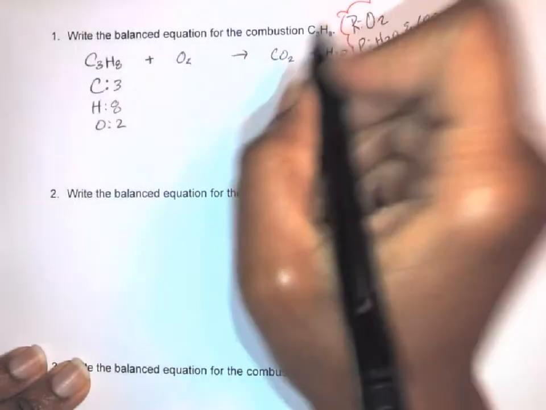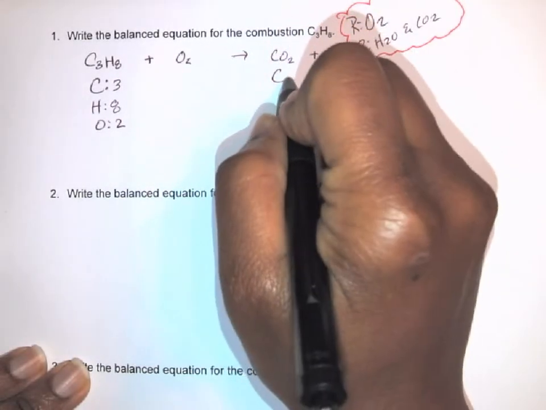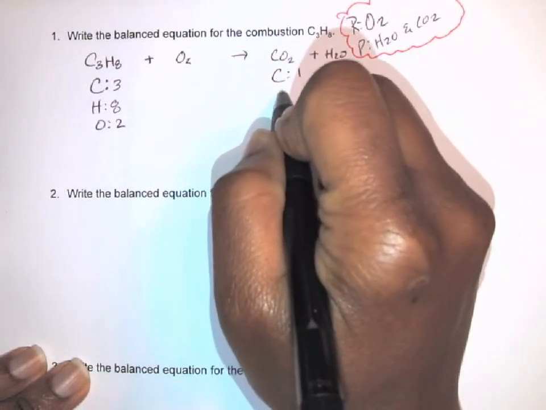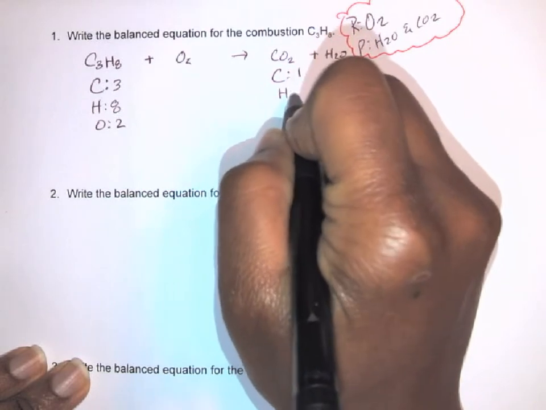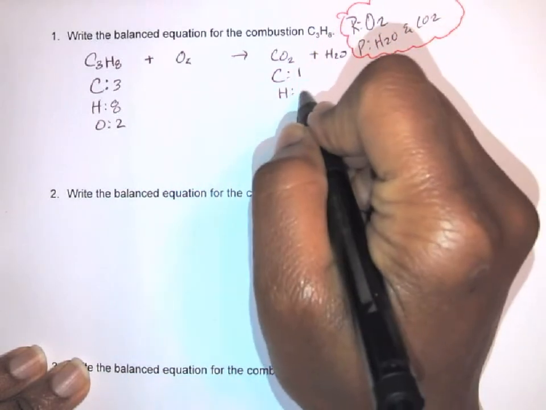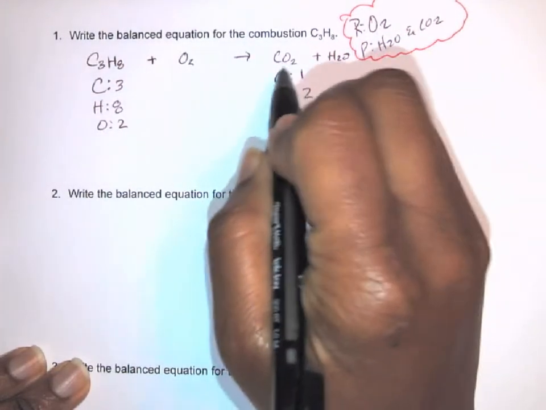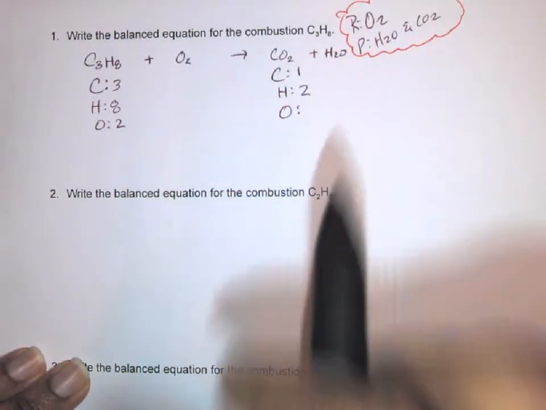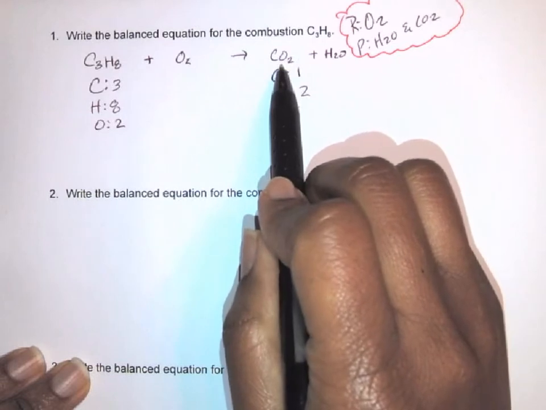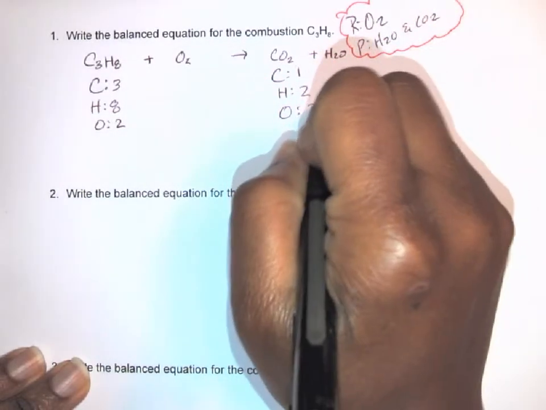On the product side, we currently have 1 carbon, and we have 2 hydrogens. And then for the oxygen, because it's in 2 separate molecules, we have to add those together. So we have 2 from the CO2 and 1 from the water, so we have a total of 3.